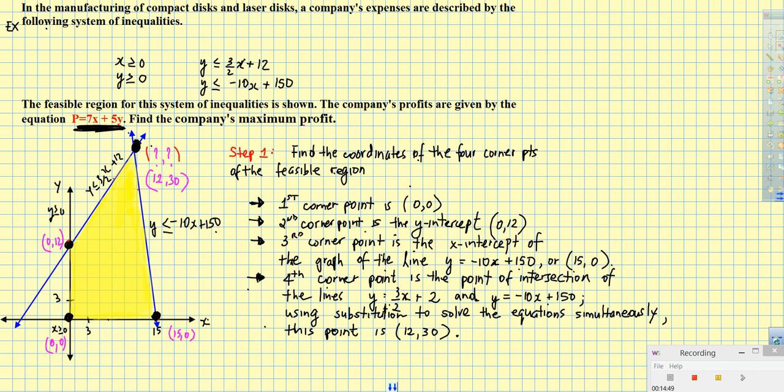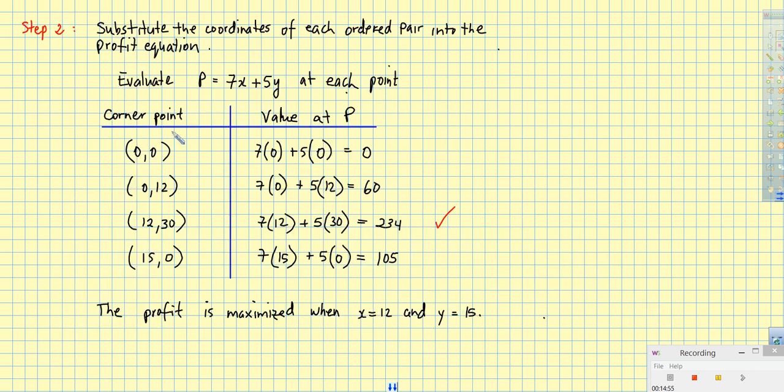And what you do last is you take all four of those points, so all four of those points, (0, 0), (0, 12), (12, 30), and (15, 0), and you insert them in the profit function 7x + 5y, where this obviously is your x value and this is your y value. This is your x, this is your y, and so forth.